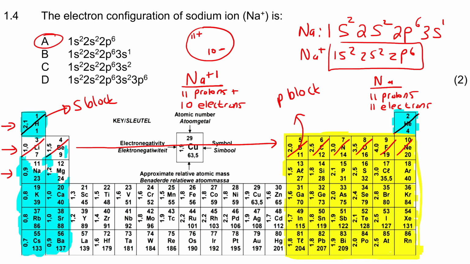It's A. If you got an answer of B, it's because you are confusing Na+ with Na. And if you got an answer of C, you are adding electrons where you are supposed to be subtracting electrons. Okay, so the answer for this one is A.